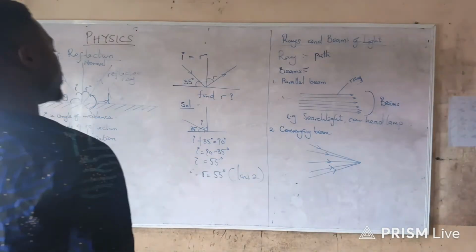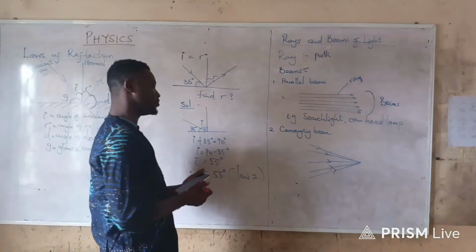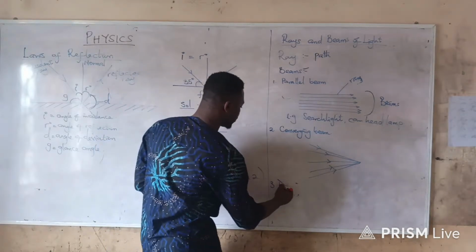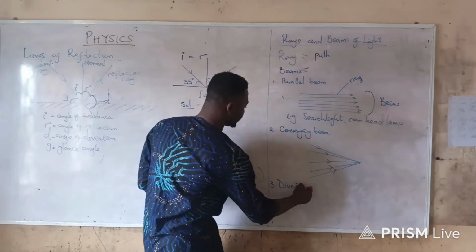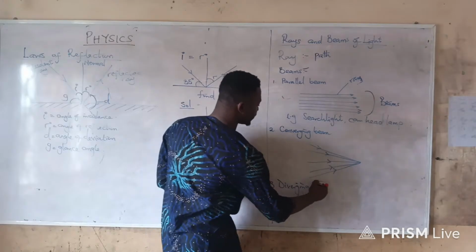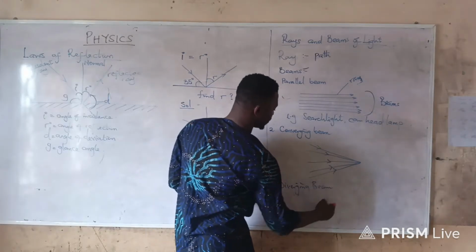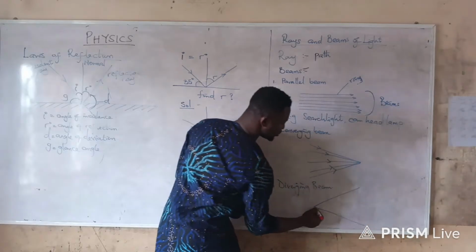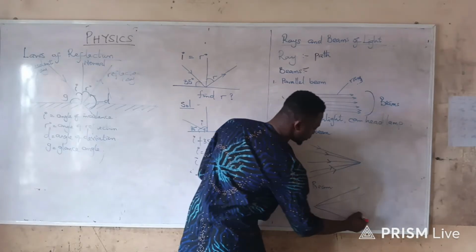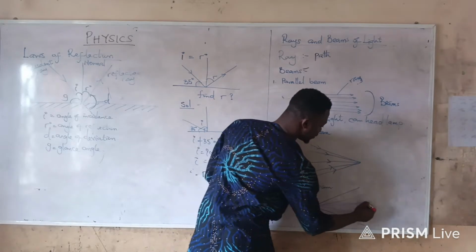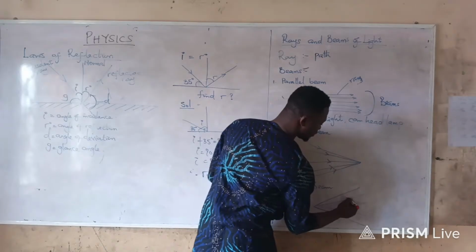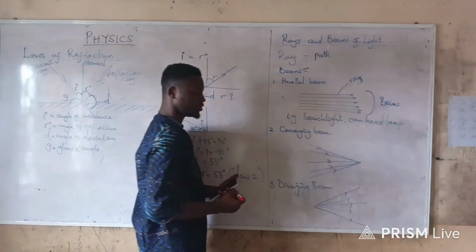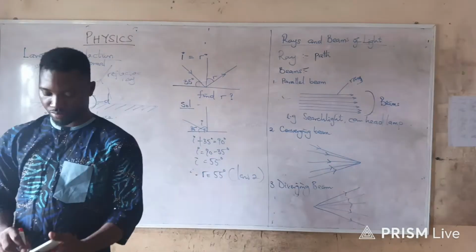The third one is a diverging beam of light. Diverging beam of light. This one, they do not meet at a point. You can see diverging beam.